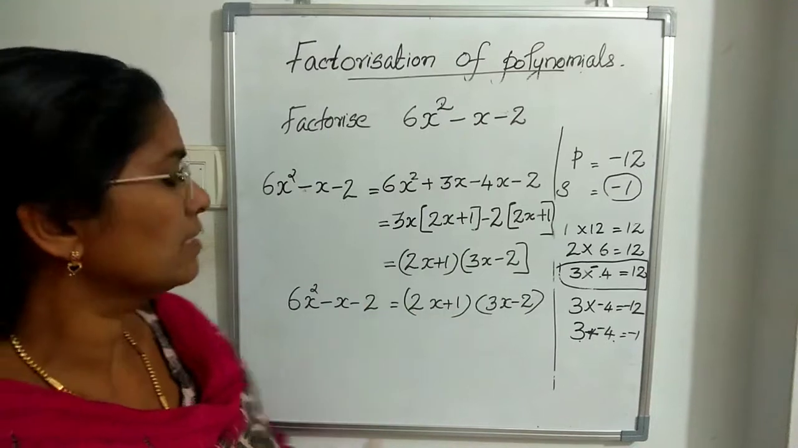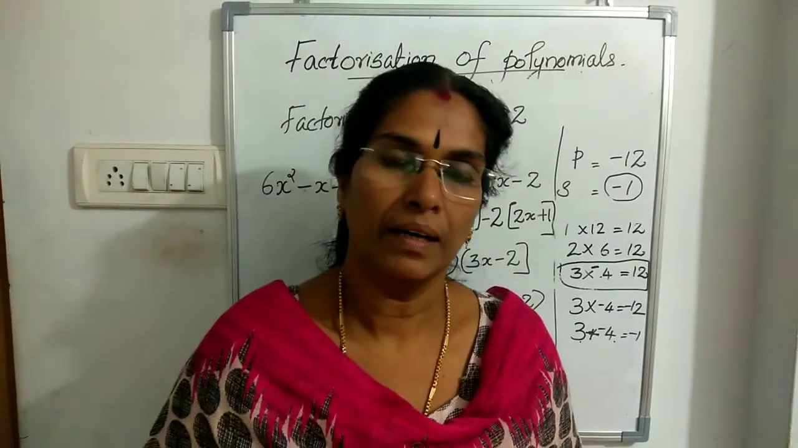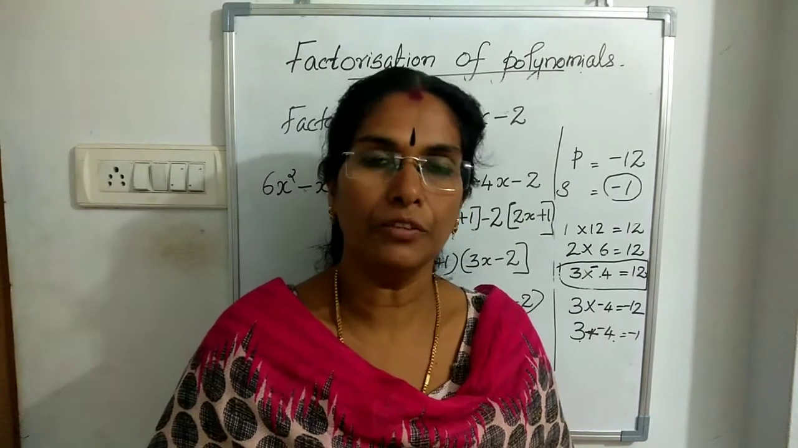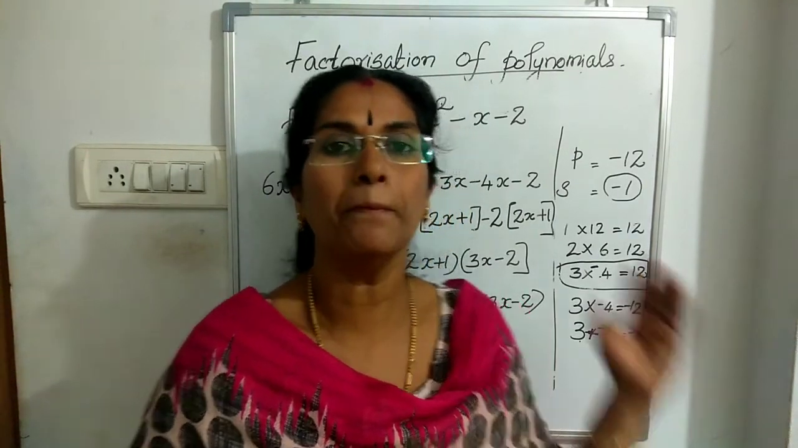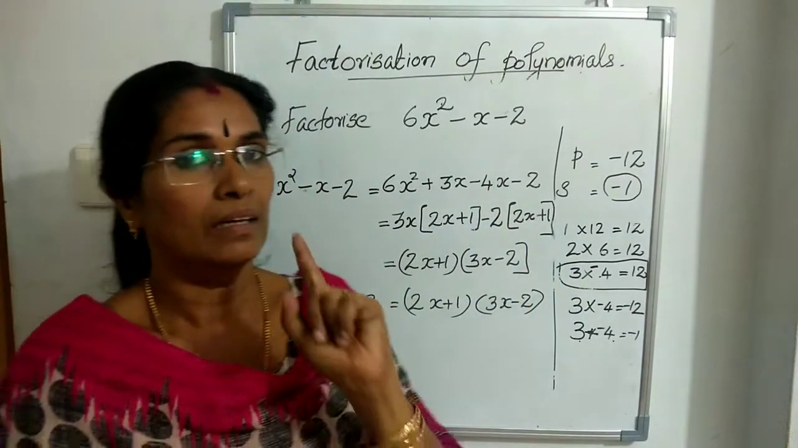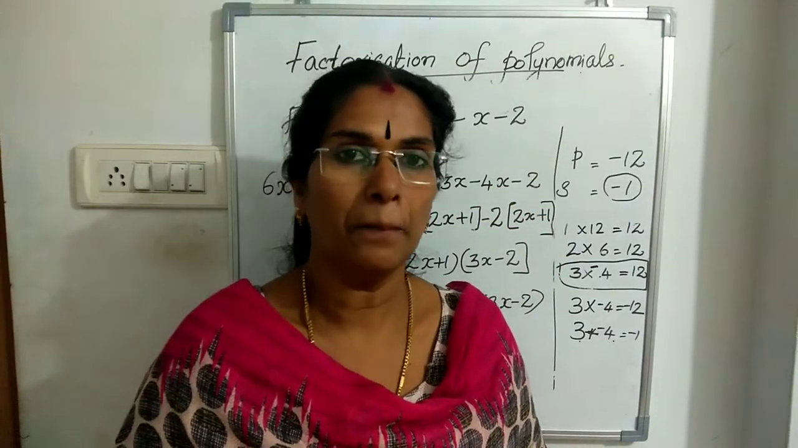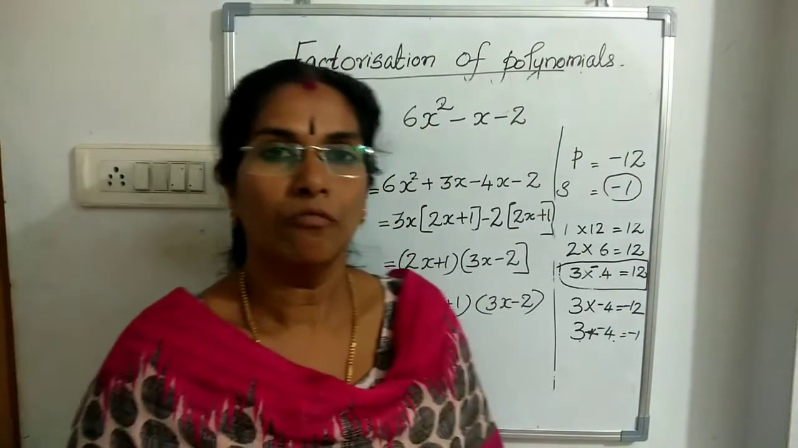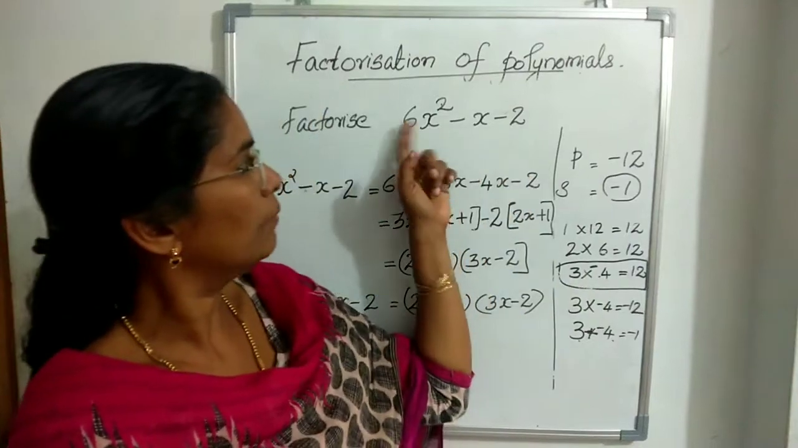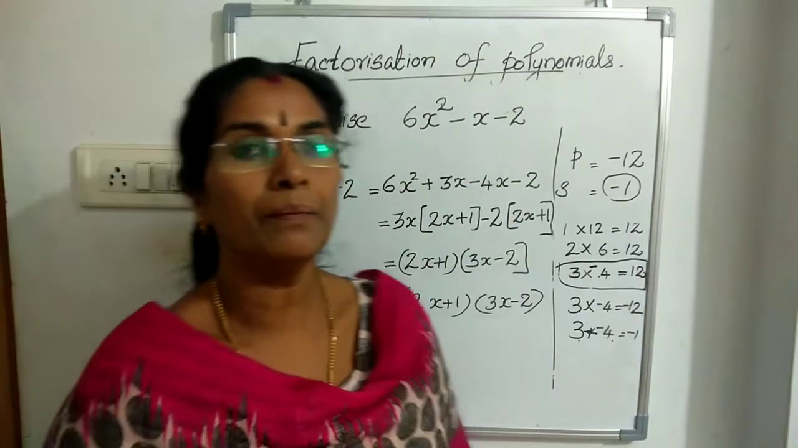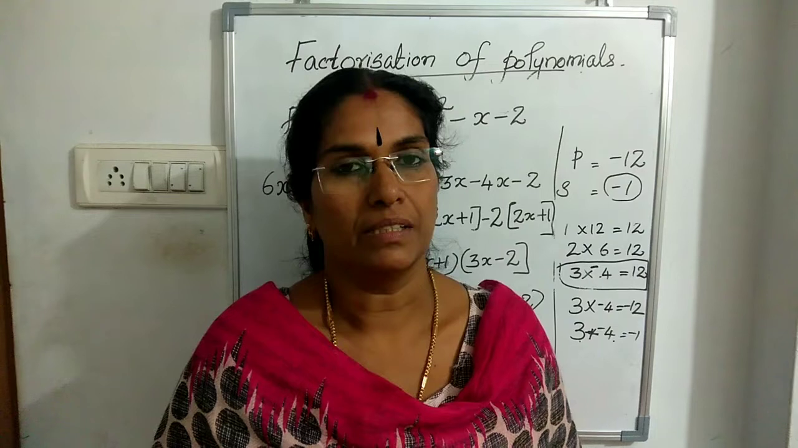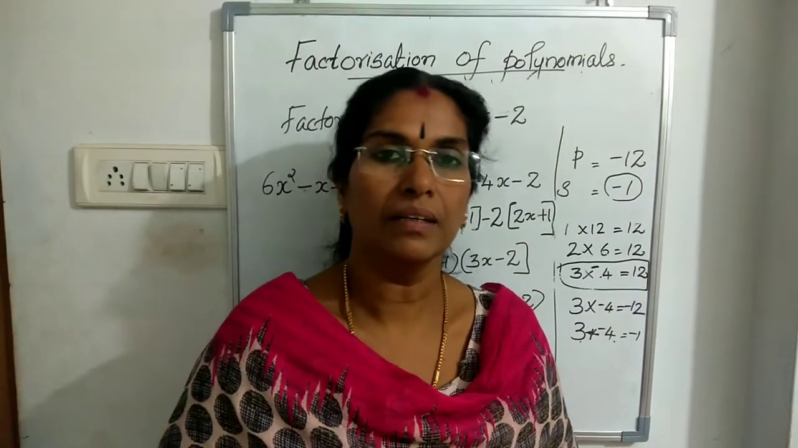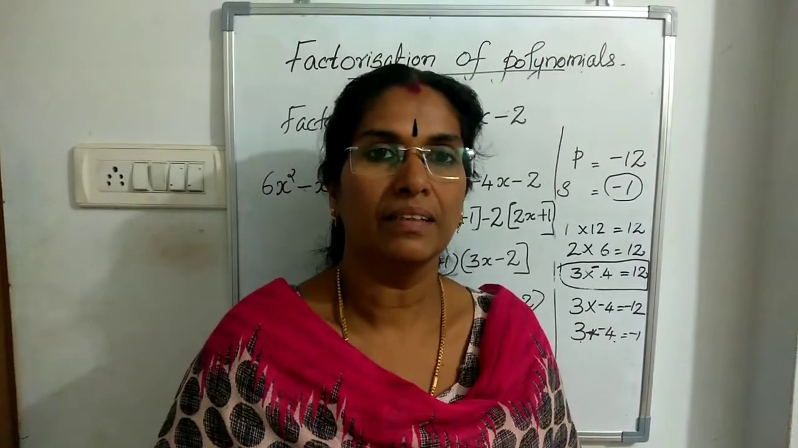Okay, so we factorized this polynomial. I think this topic is very simple. Already we learned last year how to factorize an algebraic expression. The same process we are doing here. Only the change is how to find the product of two terms. The coefficient of x square is not always 1. If another coefficient is coming, we multiply that number with the constant. That is the only difference between last year's and this year's. Okay, clear? I think it is clear.